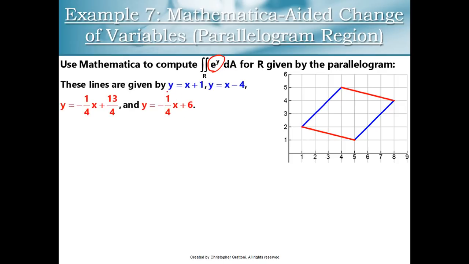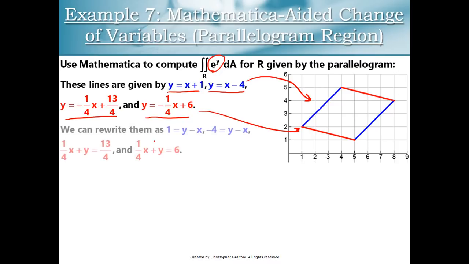All right, the first trick is to look at the sides of your parallelogram and just find the equations of those lines. So, not too bad right there. We have pairs of sides of parallel lines for our parallelogram. You could rewrite those. So if you have, say, y equals x plus 1, you could rewrite that as 1 equals y minus x. If you have y equals x minus 4, you can rewrite that as negative 4 equals y minus x. You already might see where this is going, because you kind of have a u, you kind of have a v, and you kind of have numbers that those are varying from. U goes between negative 4 and 1, and v goes between 13/4 and 6.